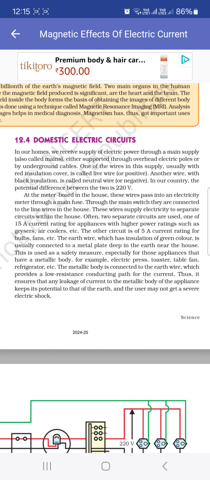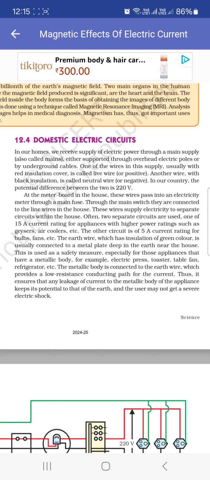In our country, the potential difference between the two is 220 volt. At the meter board in the house, these wires pass into an electricity meter through a main fuse.